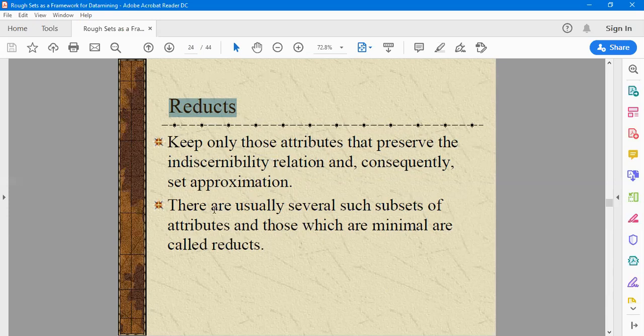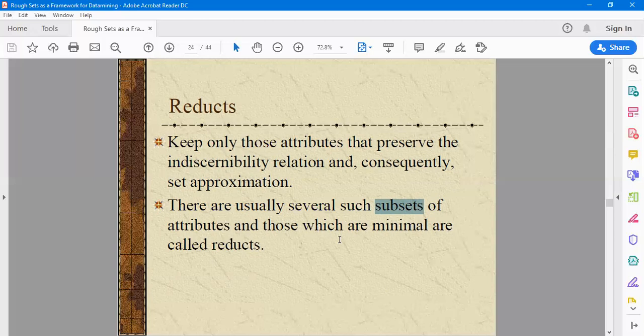in rough set theory. There are usually several such subsets. There can be n number of such subsets of attributes, and those which are minimal are called reducts. As in our previous lecture, with the mushroom data we went from 16 attributes to 3 attributes, but actually there were n number of reducts, one with 3 attributes, one with 4, and one with 5. Obviously you will try to match with the reduct which has the minimal number of attributes.